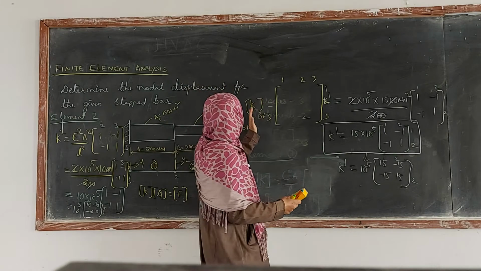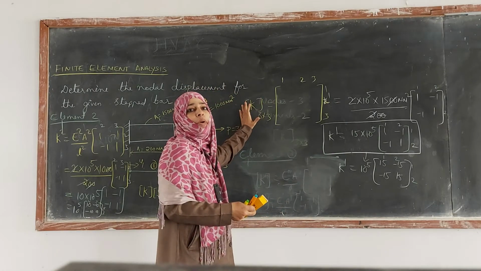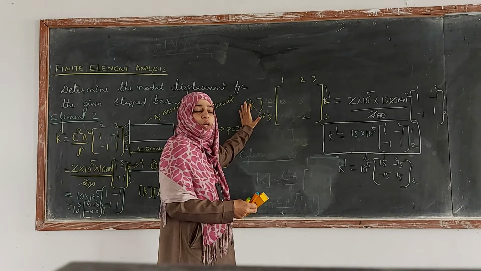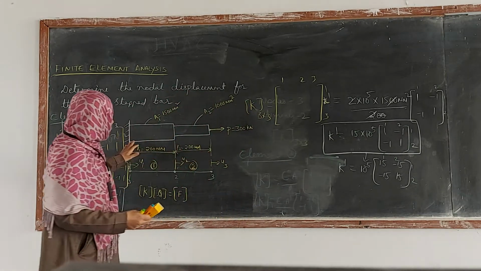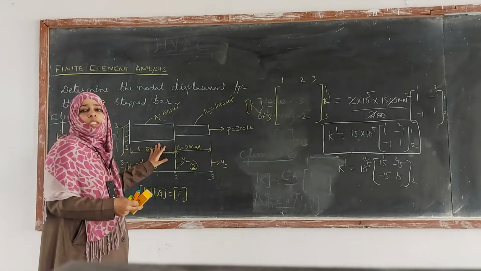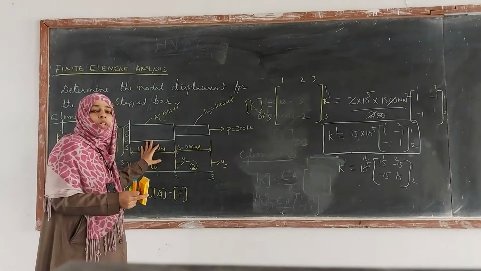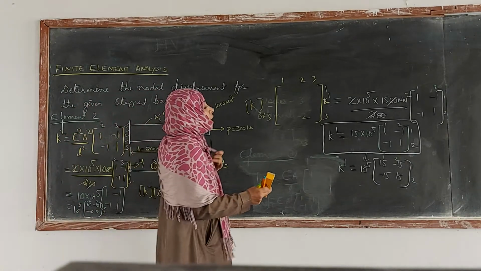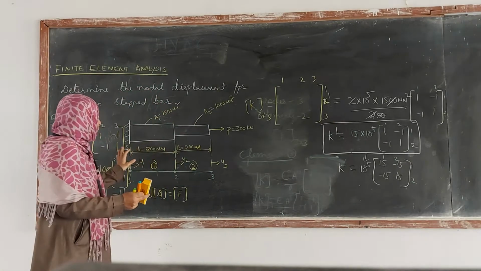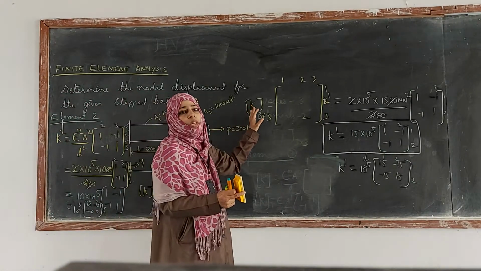As we know, the global stiffness matrix depends upon the number of nodes, and the element stiffness matrix is a square matrix. Suppose you have 2 nodes, the size of the global stiffness matrix will be 2 by 2. If it is 3, it is 3 by 3. And if you have 5 nodes, it will be a 5 by 5 matrix. With respect to this problem, as we have 3 nodes, the size of the global stiffness matrix will be 3 by 3.